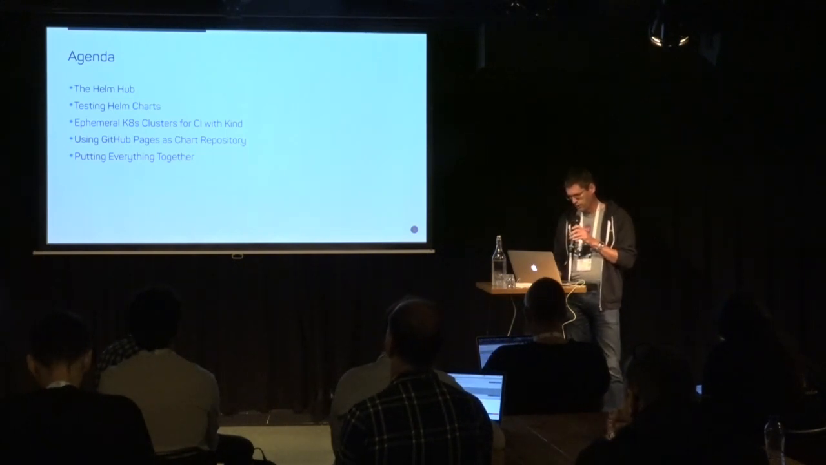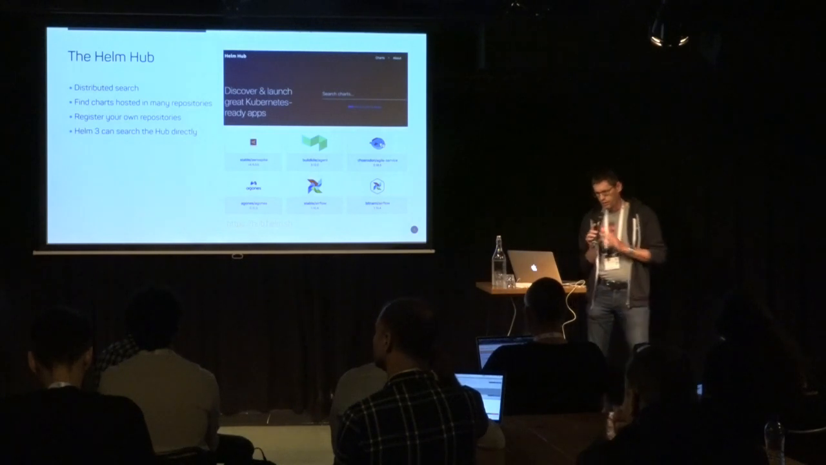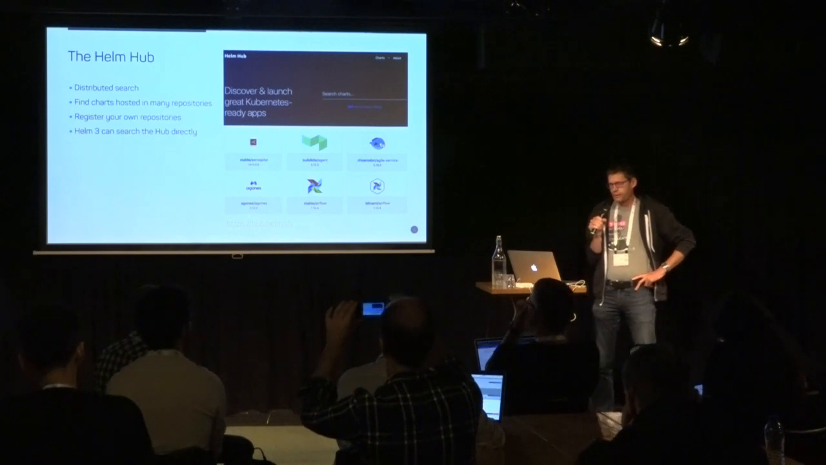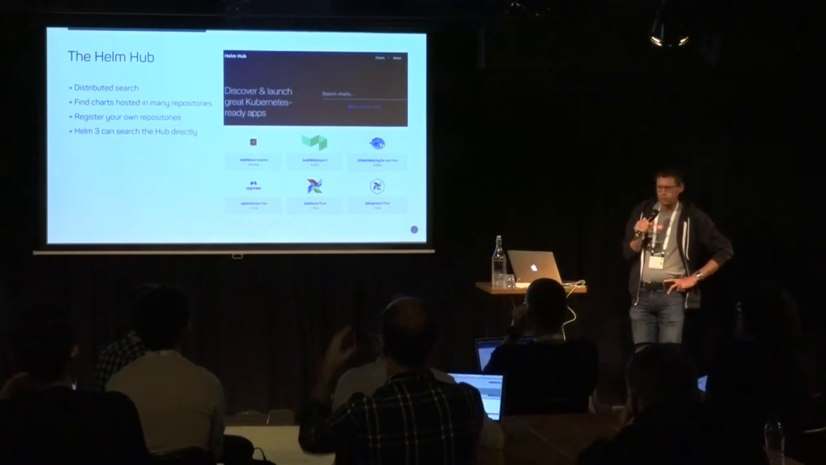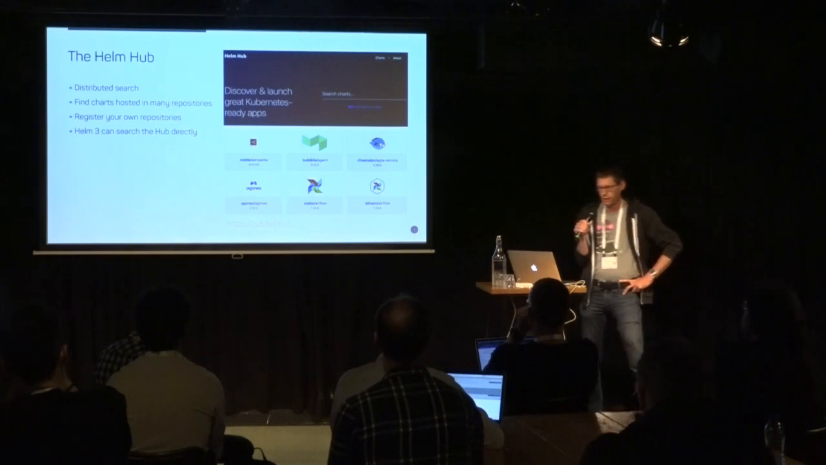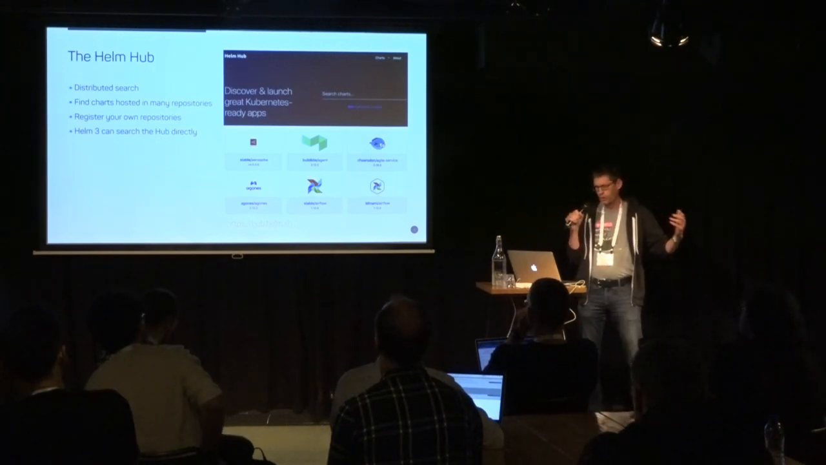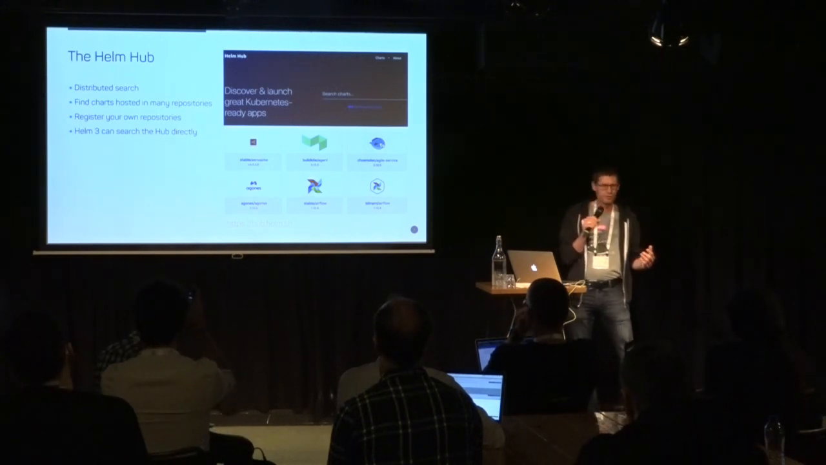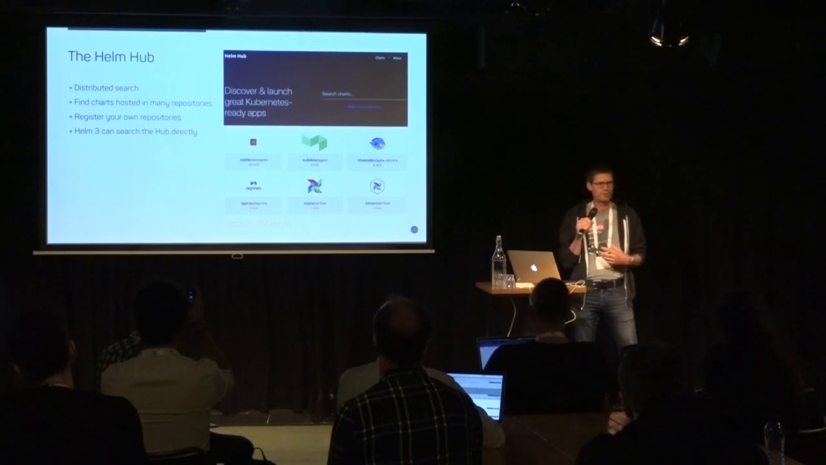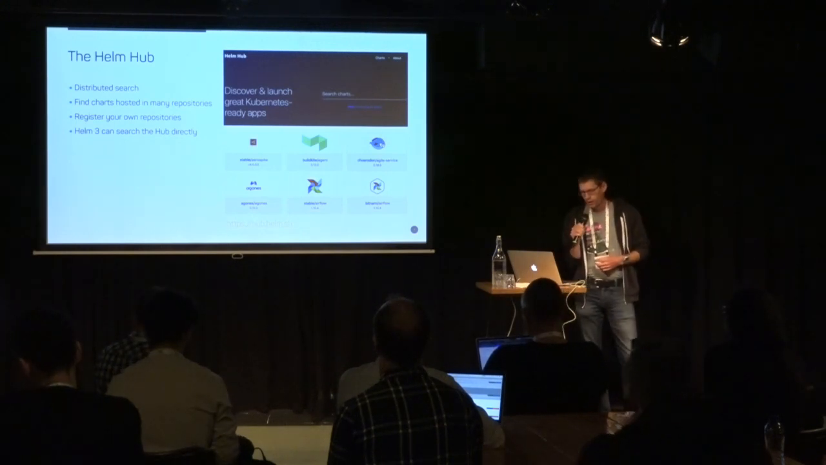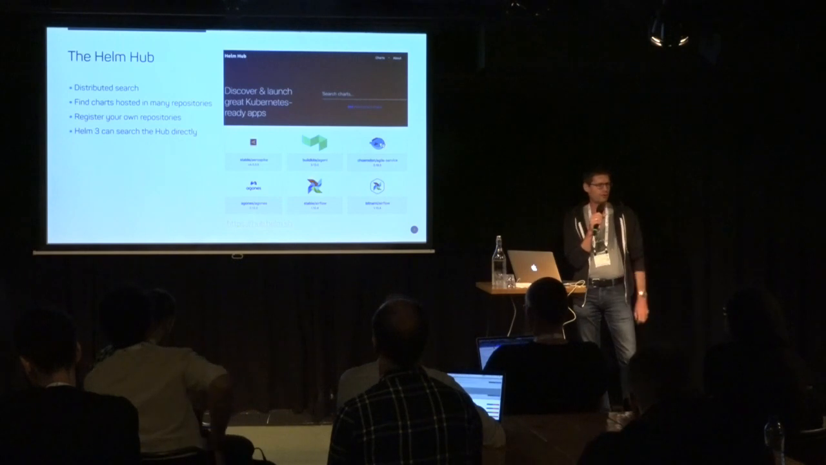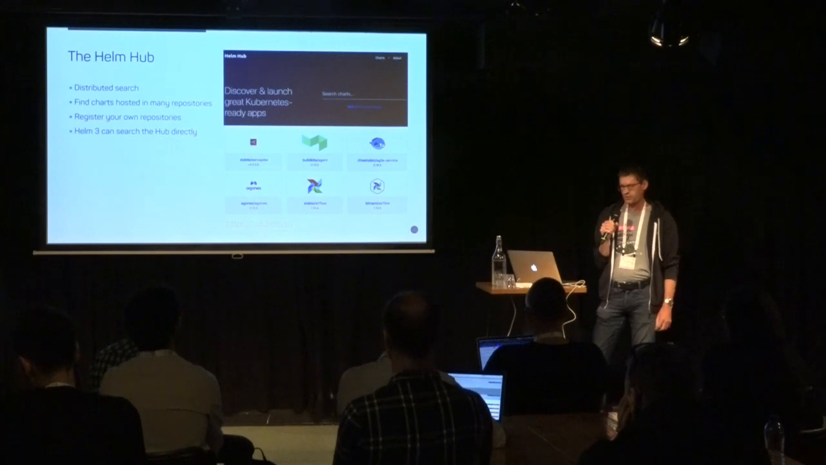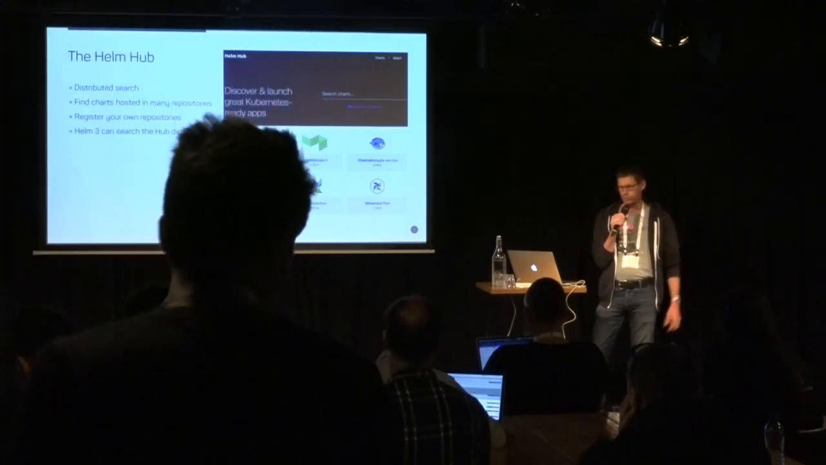So first of all, let me introduce you to the Helm Hub. The Helm Hub was introduced last year at KubeCon. It's basically a platform, a portal where you can find Helm charts. It's a distributed search, and anyone can register their own repos with the hub, so you can find Helm charts that are not only in the community charts repo, but in many other repositories. As I said, you can register your own repositories. It just takes a pull request.